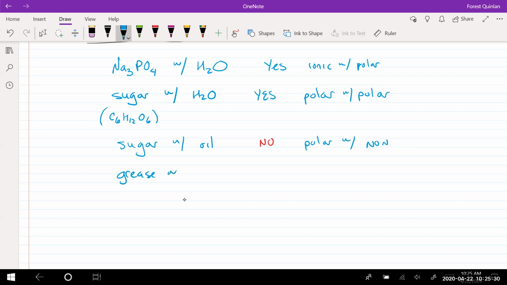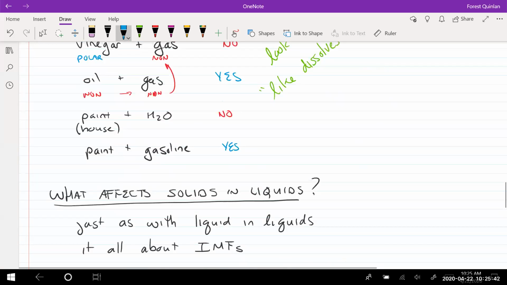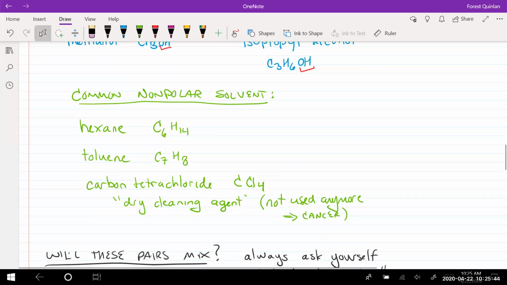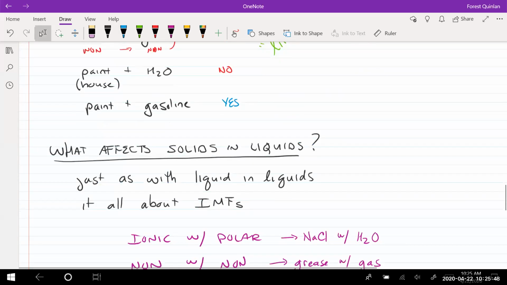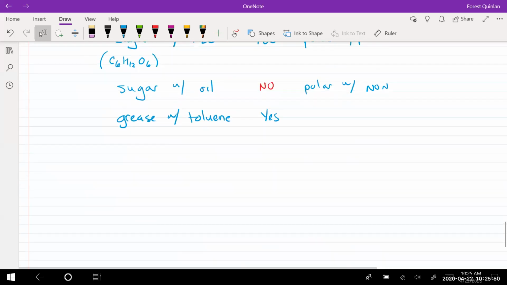Let's do some of that grease with that toluene. Yes, absolutely. So if you just went back up just a little bit, we said the common nonpolars, hexane. We know that grease doesn't come off if you just use water. So those are both nonpolar. So that's a non with non.